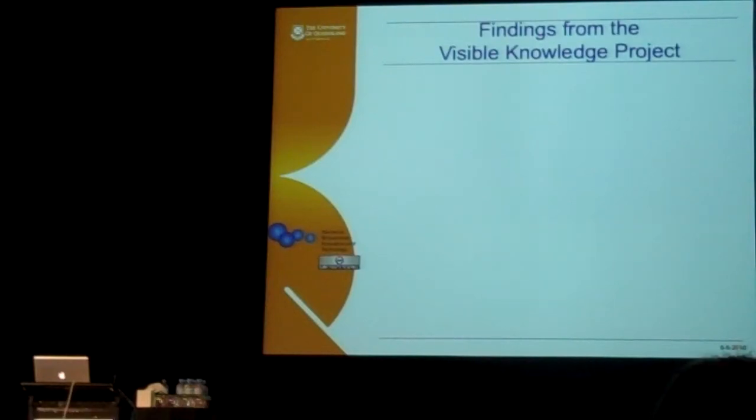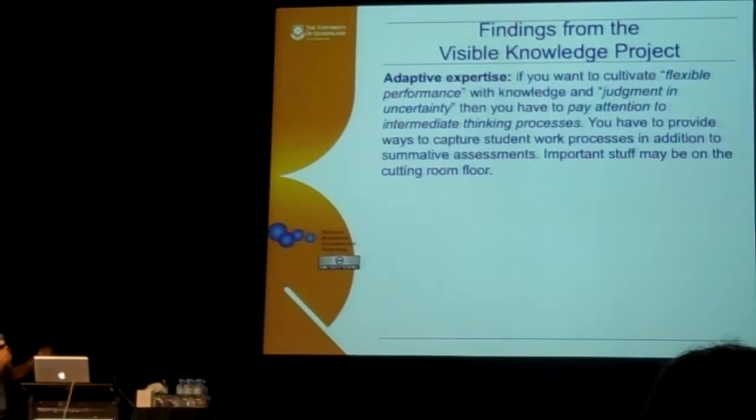creation of knowledge more effective and meaningful, and in the process make it visible. And he found 3 characteristics that are important to note. One he refers to as adaptive expertise. It's cultivating this notion of flexible performance. That is, the ability to judge uncertainty, pay attention in the process to the intermediate thinking processes.